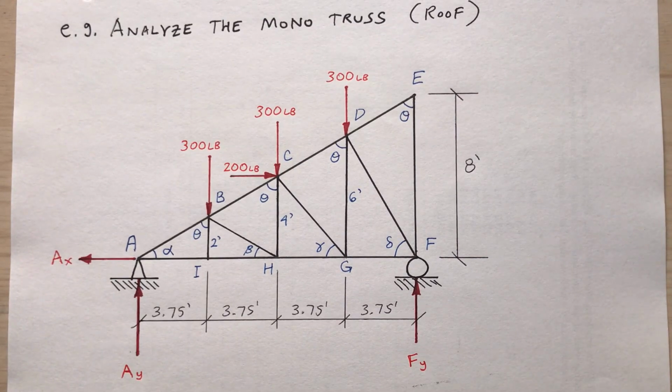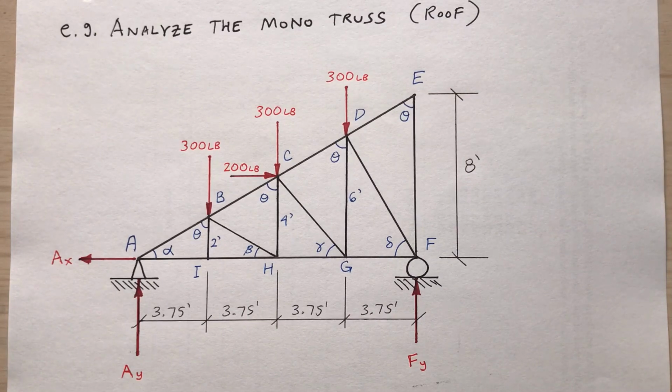Okay, so analyze the mono truss. I would imagine that this would hold up a roof. Notice that it slopes in only one direction. So first you notice all the dimensions in the geometry on here. Get the dimensions down. 4 sections along the bottom, 3.75 feet each. It's 8 feet tall at its high end.